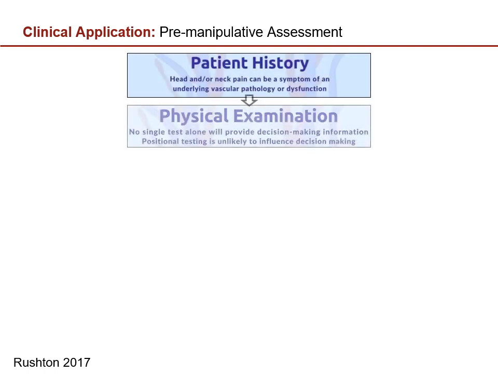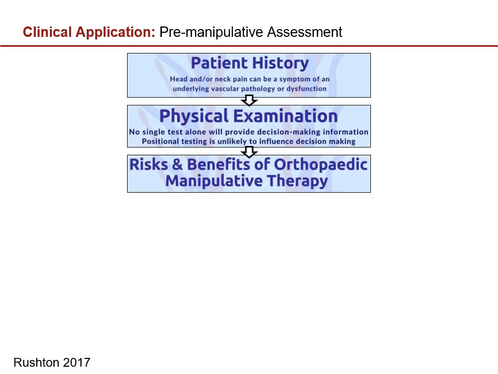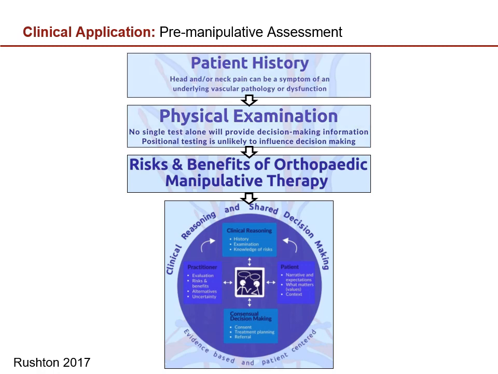Okay, so just quick review. We've gone through the patient history and the physical examination for each of the spinal regions. Now, regardless of the spinal region that the person is presenting with, you would go through the same sequence of events for your risk and benefit analysis, and then also the shared decision-making model. So we'll step through those now.